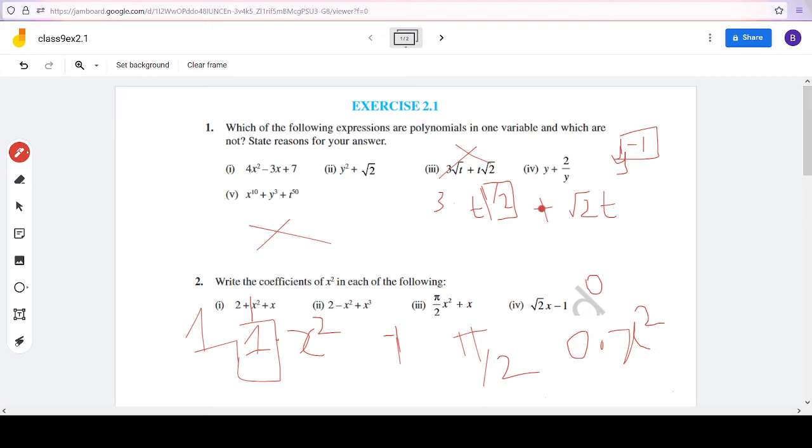Similarly, if I go on, you can understand that a few important concepts have been cleared here. The third and fourth cases are not polynomials, because there is a negative power and also a non-integral power. Here the coefficient of x square is 0, because there is no x square term in this question. These are simple things you have to keep in mind while solving the question.